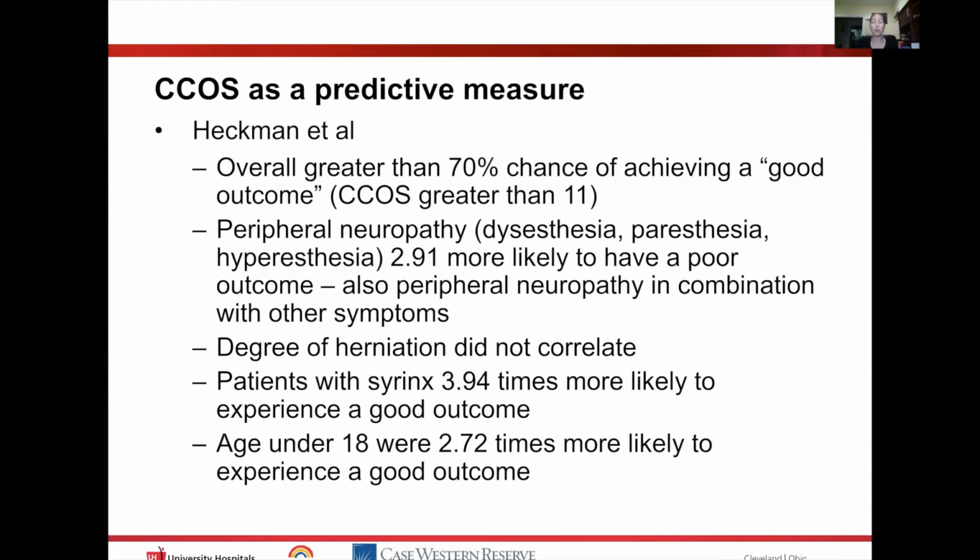And then when they were looking at the individual symptoms and what was least likely to improve or have a good outcome, if they had dysesthesias or paresthesias or hyperesthesias, they were more likely to have a poor outcome. And we figured out that the degree of herniation really doesn't correlate. We've slowly been figuring that out over time. And then patients with the syrinx actually do the best. So those are the most likely patients to experience a good outcome. And then children, more so than adults, are more likely to experience a good outcome.